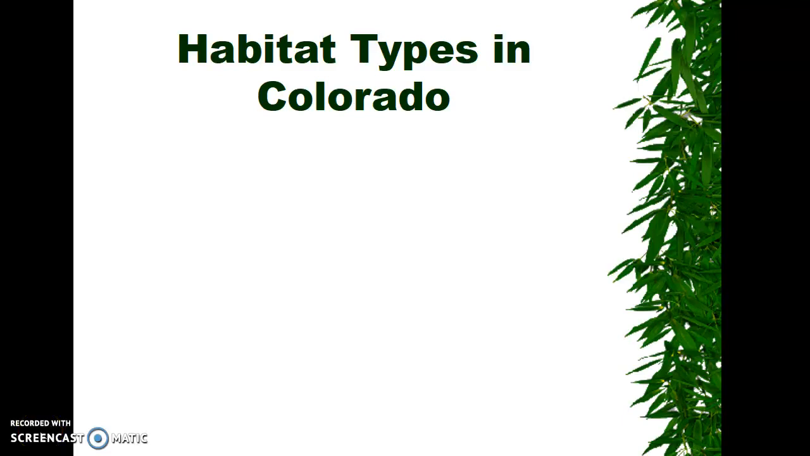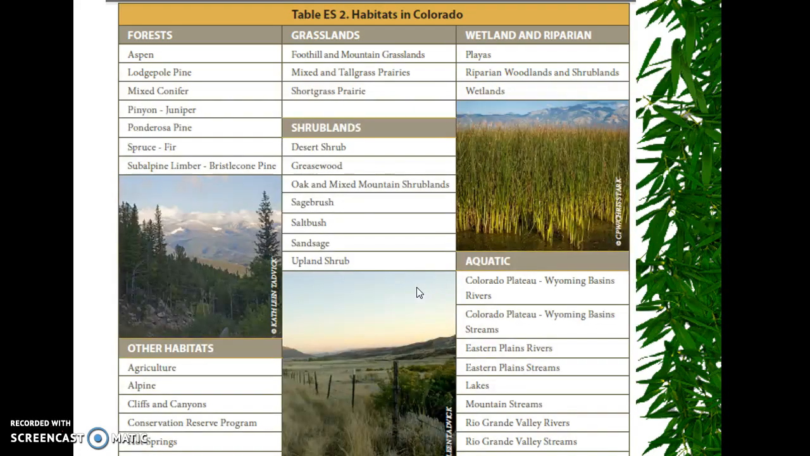Okay, the last thing I want to do here is look at different habitat types in Colorado. The Colorado Wildlife State Action Plan has designated these as habitats here in Colorado. So forest, and then it goes by dominant vegetation type: aspen, lodgepole, mixed conifer, pinyon juniper, ponderosa pine, spruce fir, subalpine limber, and bristlecone in the subalpine areas.